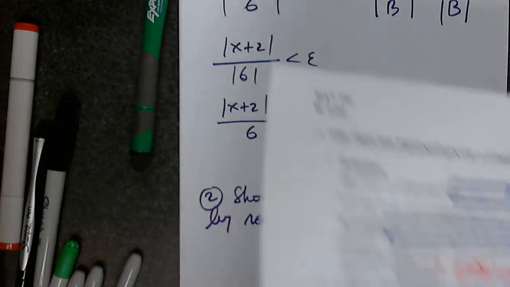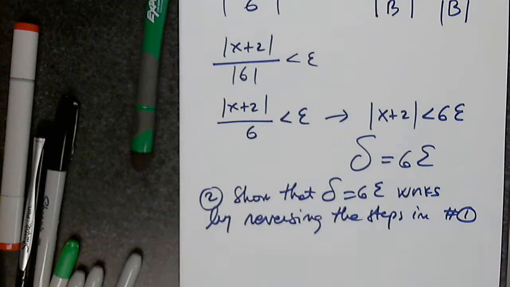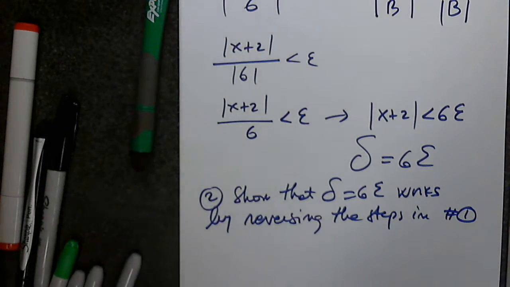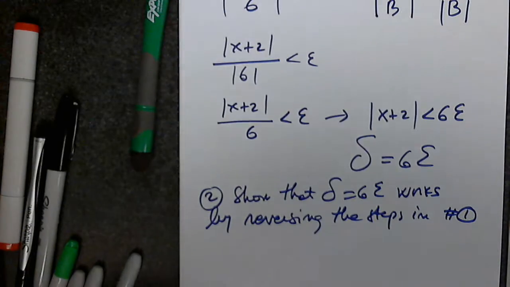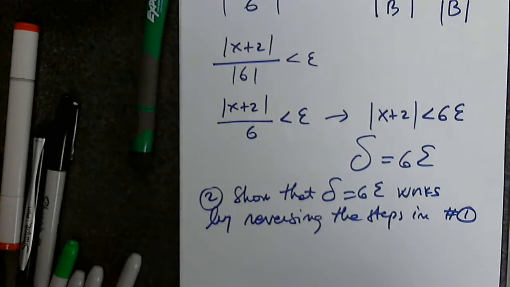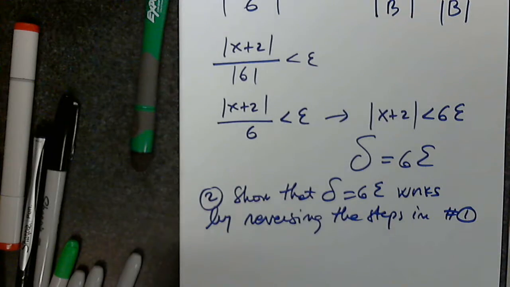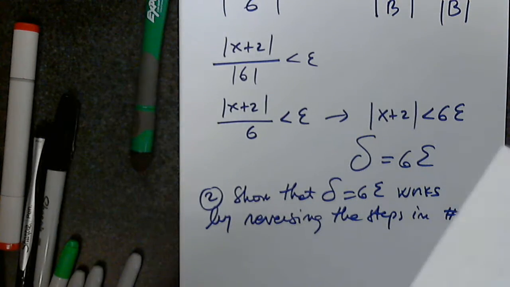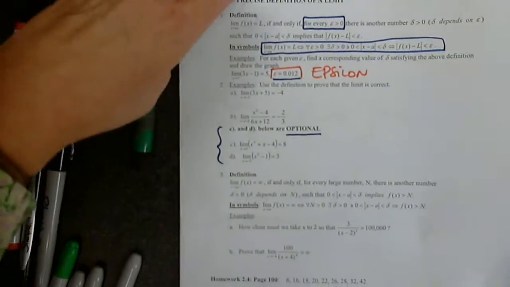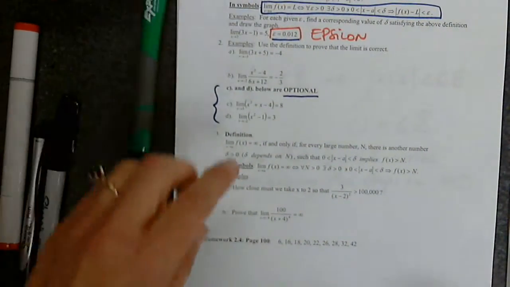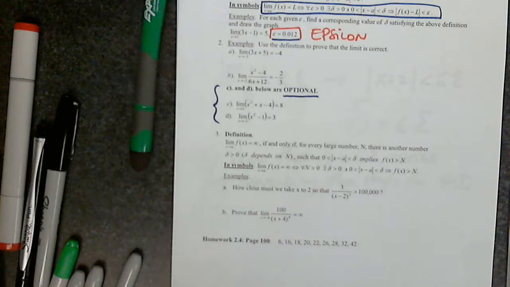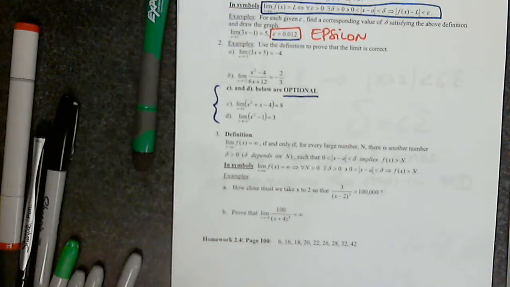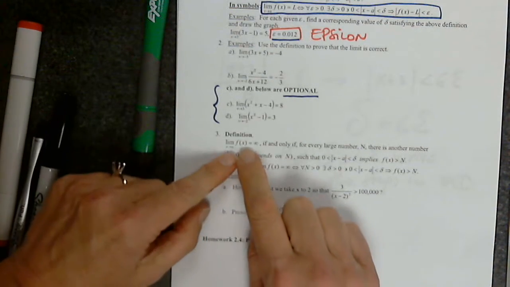Okay, let's look also at an infinite limit. There is also an epsilon-delta definition, although it's not that much different, but it has a different component here for infinite limits.